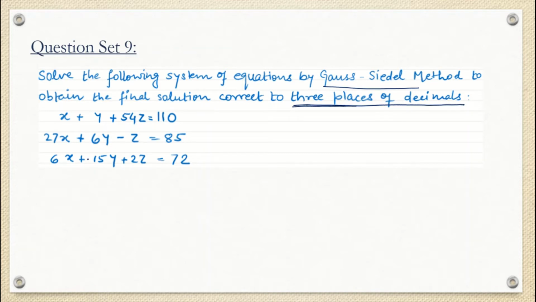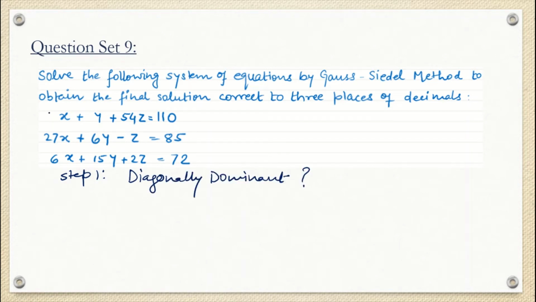So what we have discussed, very first step is what? We have to check whether the system is diagonally dominant or not, right? That means in my step number 1, I have to check whether the system is diagonally dominant or not.